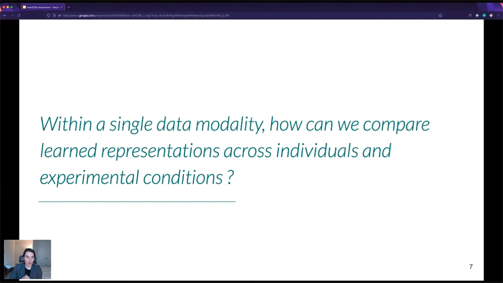And so the question I'm posing in this talk is within a single data modality. So saying for the moment that we just want to cut down the noise and just look within biological systems or just look within artificial systems, how can we actually go about comparing learned representations across individuals and across experimental conditions? And what I've hoped I've motivated a little bit is that this is not a trivial problem. This, I think, is really a core challenge for the fields of neuroscience and AI separately, and especially for us at this intersection of neuro-AI.